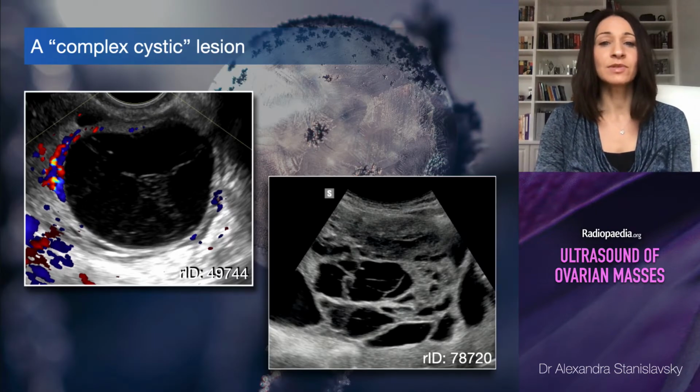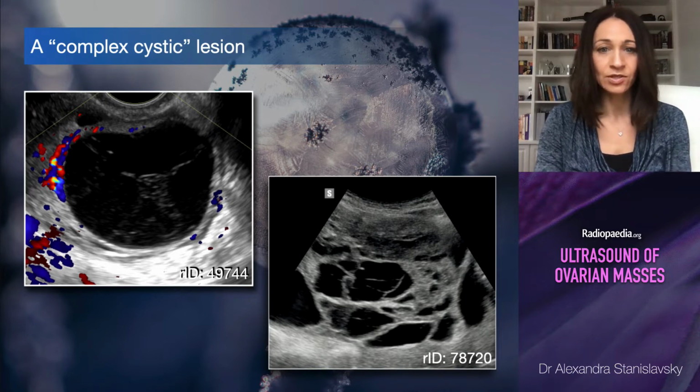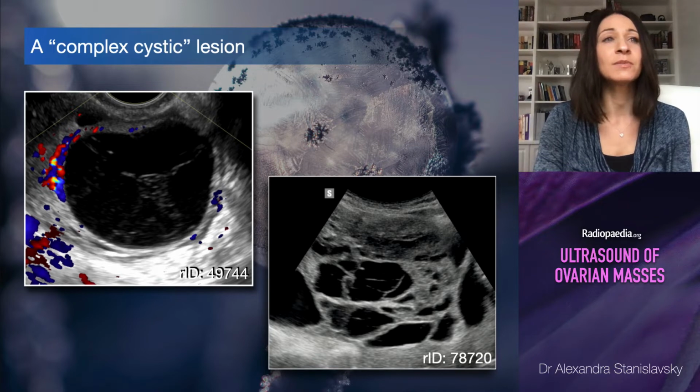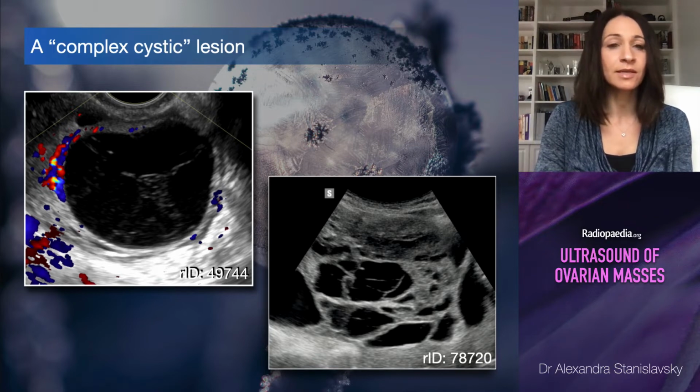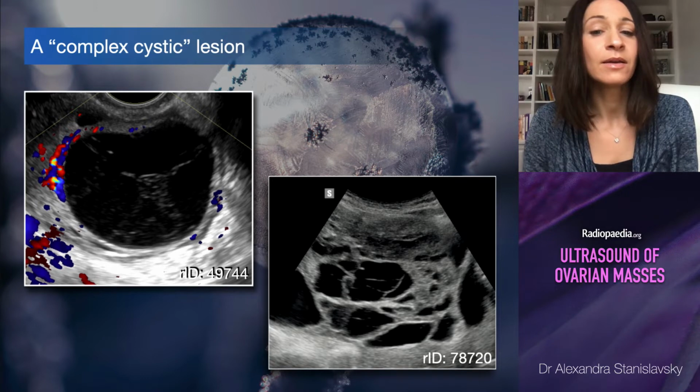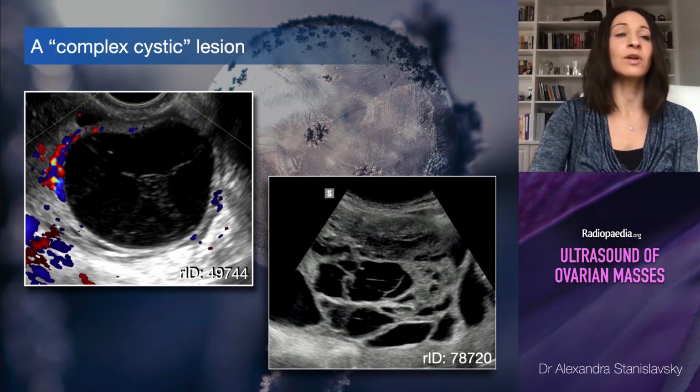And these images really just bring home the point about complex cysts. So both of these lesions may be called a complex cyst, but the one on the left has the typical appearance of a hemorrhagic cyst and will resolve, whereas the one on the right is also a complex cystic lesion in that sense, but is very concerning for a neoplasm.